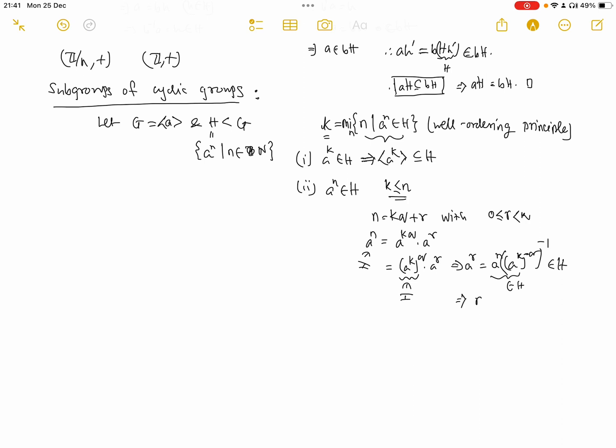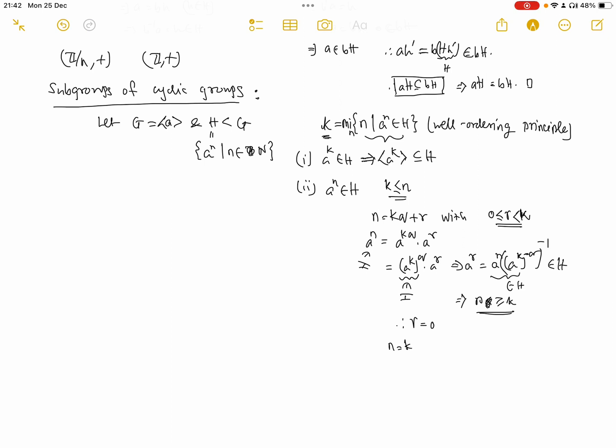But r must be at least k, right? Because that is how you chose k. K is the smallest power, and r is one of them. So r cannot be less than k. But there is a contradiction, right? Because by the division algorithm r cannot be equal to or more than k, but here we have got that. So you get a contradiction. So it must be the case that r is 0.